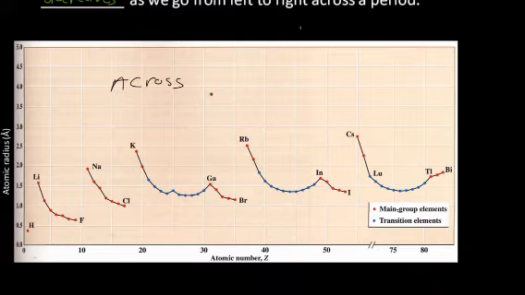You can see that from lithium all the way to fluorine, in general, the trend shows a decrease in size. Lithium and fluorine are in the same period. Again, from sodium all the way to chlorine, which are also in the same period, you can see a general decrease in atomic size. And that's because of what I explained earlier, the increasing positive charge.